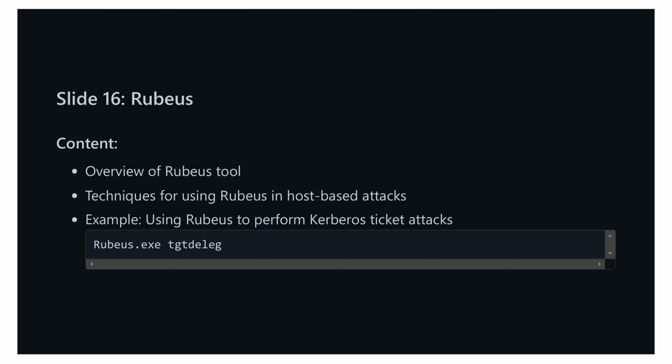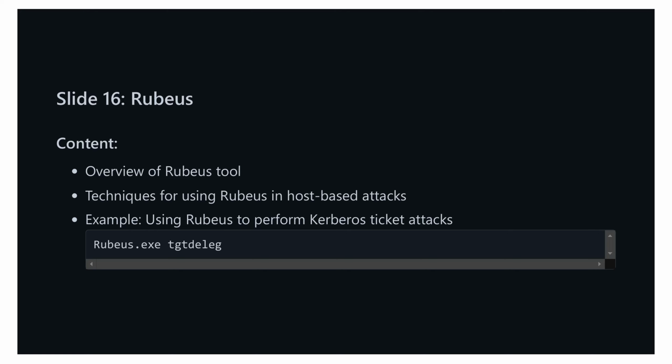By running the command rubeus.exe tgtdeleg, you can extract TGTs that are available on a compromised machine and reuse them to impersonate users. This ability to harvest and manipulate Kerberos tickets allows attackers to escalate their privileges and move laterally across the network. Moving to the next topic, we will discuss Certify.